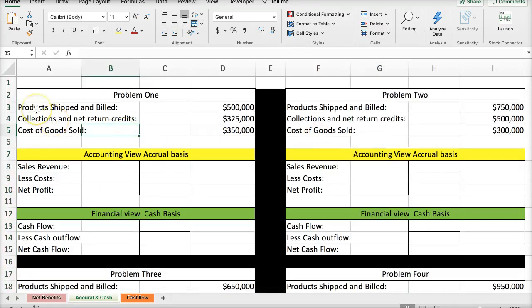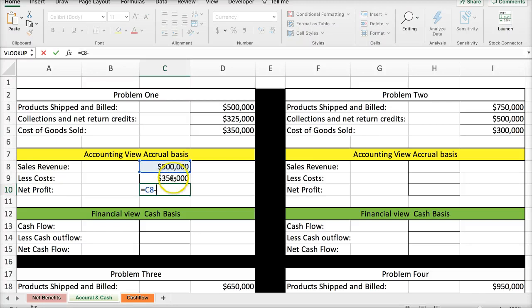Okay, so we have problem one, products shipped and billed. So we built and shipped to customers $500,000 worth of our products. Our accounts receivable department has only collected $325,000 of the $500,000 it shipped out on account. And the cost to build the $500,000 worth of goods is $350,000. So the accounting view is always the rosier, more profitable view, because we're just going to look at the revenues and the cost of goods sold and calculate the profits from this. I'm going to take the revenues minus the costs. So you get $150,000 here.